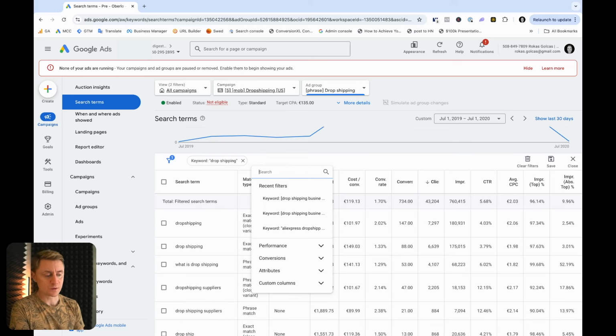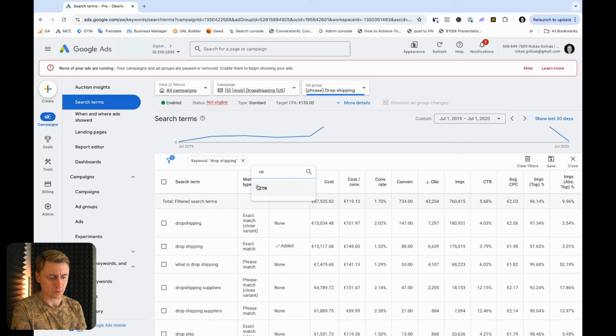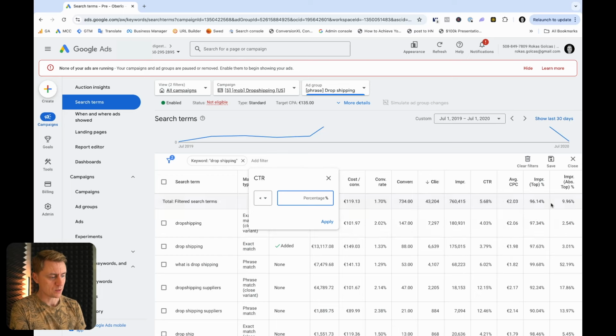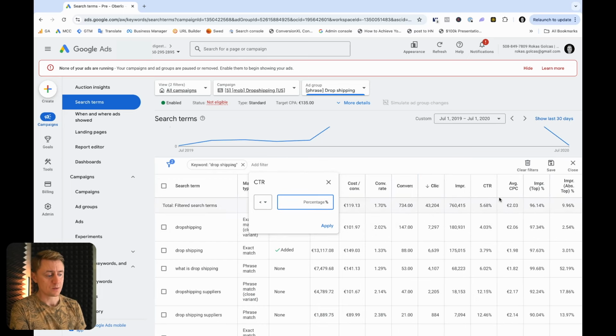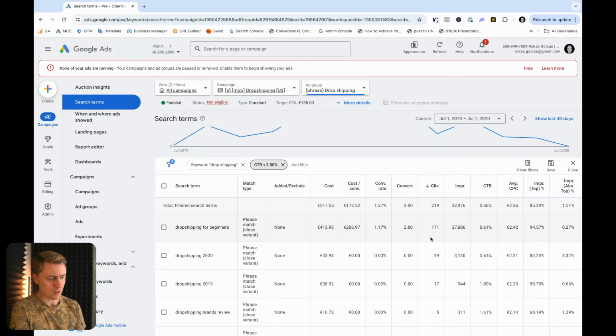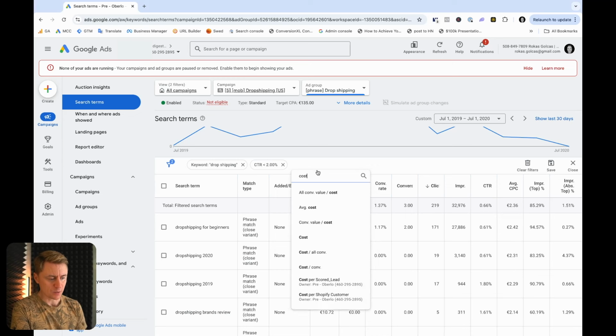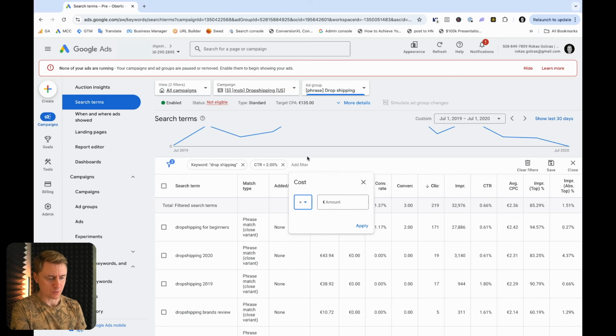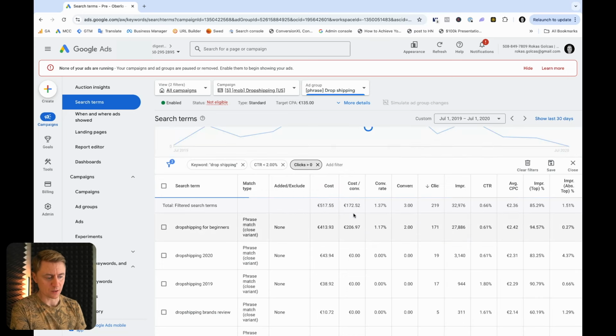First, let's use the filter to filter out the keywords with low CTR. I see that the average here is about 5.6%. So let's start with 2%. We'll find all the search terms that have lower than 2% CTR. Now we need to have clicks, so we use the filter for clicks, and that is above 0. So we'll know that there's definitely at least one click.